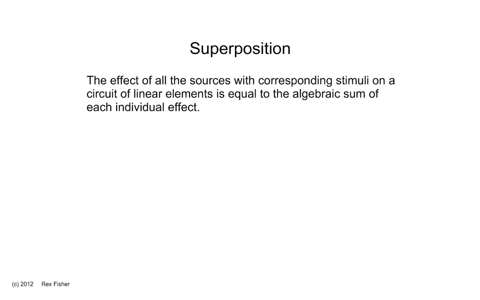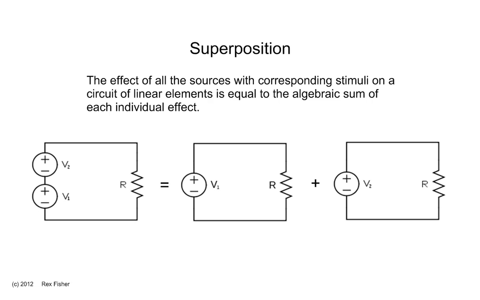This video is about analyzing electric circuits using superposition. The superposition principle says that the effects of all the sources with corresponding stimuli on a circuit of linear elements is equal to the algebraic sum of each individual effect. Wow. That's a mouthful. They say a picture is worth 1,000 words. Well, here's a picture to illustrate that principle.